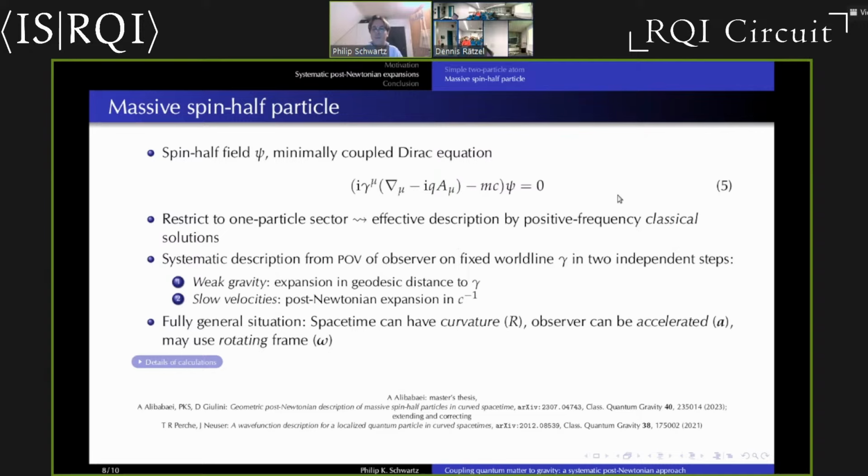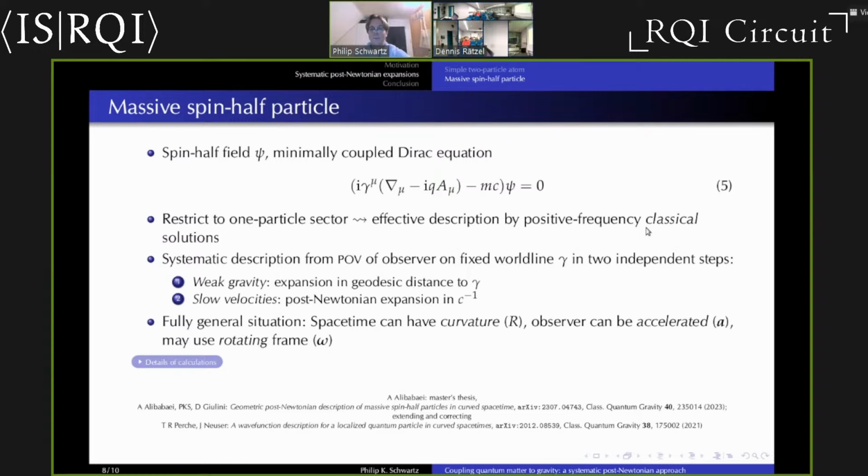And then if we look at the Dirac quantum field theory in a stationary spacetime, then the one particle sector of this quantum field theory is effectively described by positive frequency classical solutions of this Dirac equation. And so if we are just interested in the low energy, one particle behavior of this theory, then we can just focus on the positive frequency solutions.